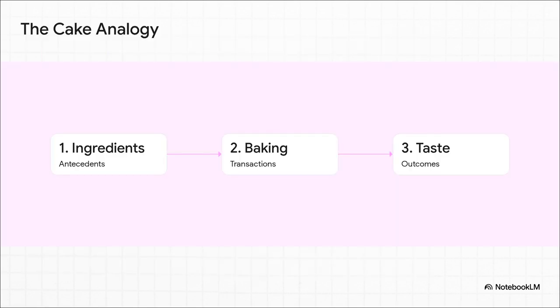The cake analogy makes this crystal clear. Think about it. The final delicious cake, that's your outcome. But that depends on the baking process, right? The transactions. And a proper baking process depends on having good ingredients to start with, the antecedents. If you start with bad ingredients, it doesn't matter how great of a baker you are, the cake just isn't going to be good. Every stage depends on the one that came before it.